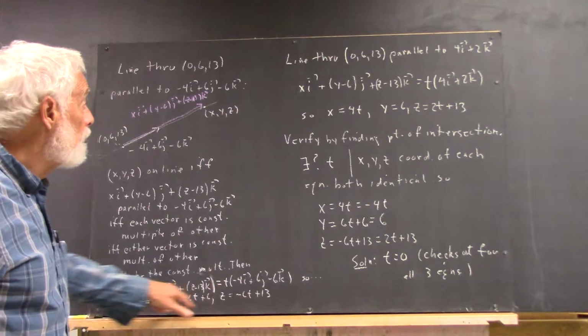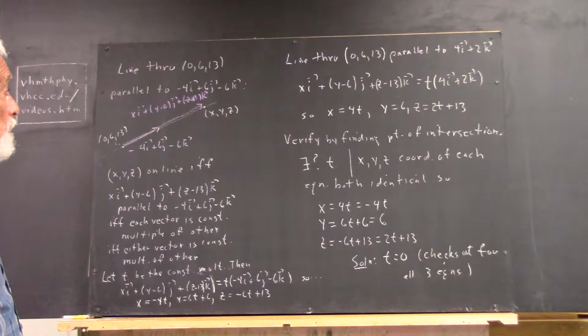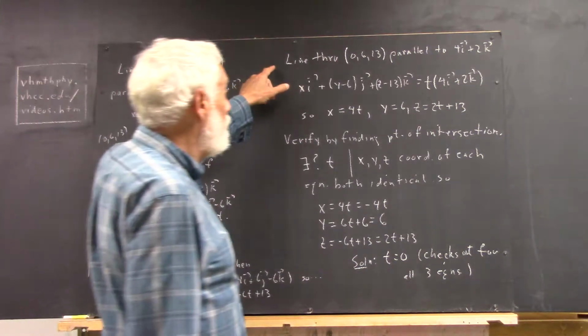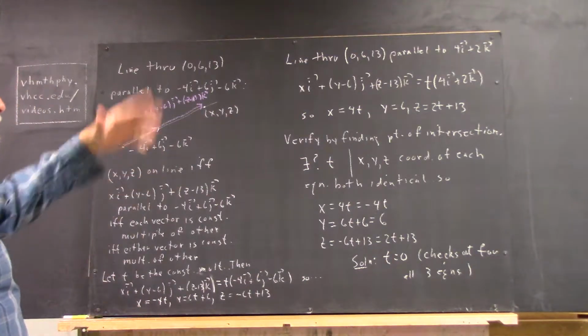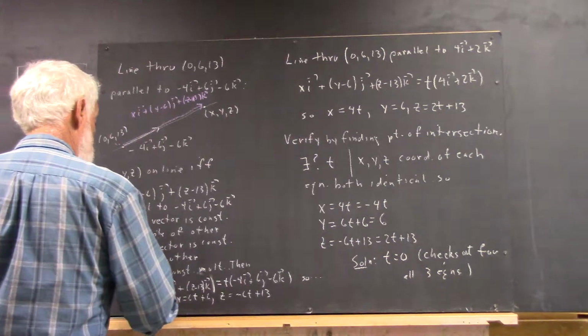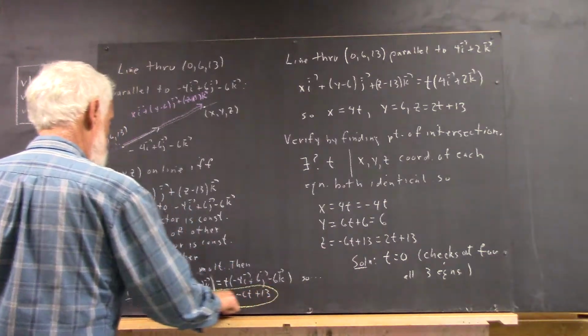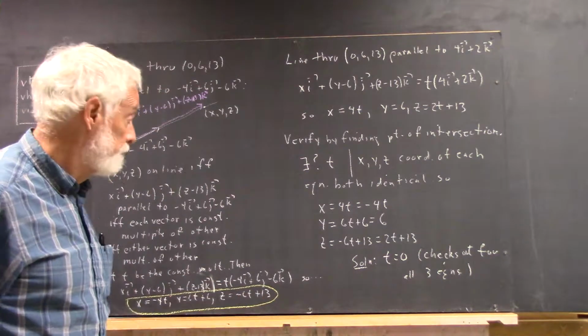This is the equation of our line, and it's really three parametric equations, three equations in terms of the parameter t.